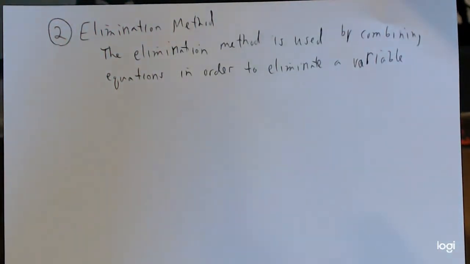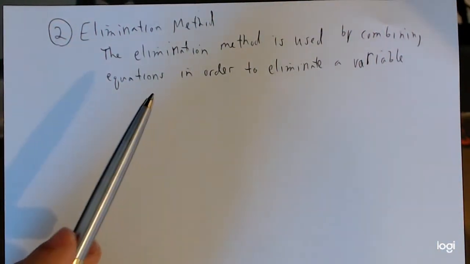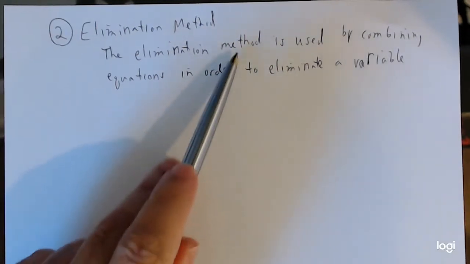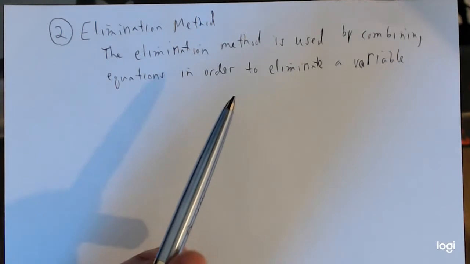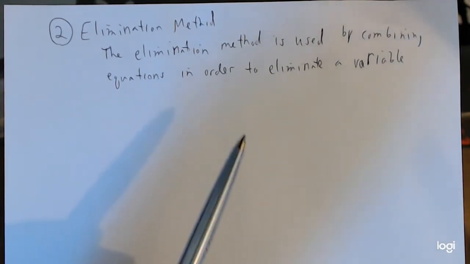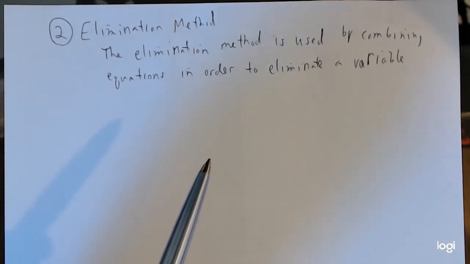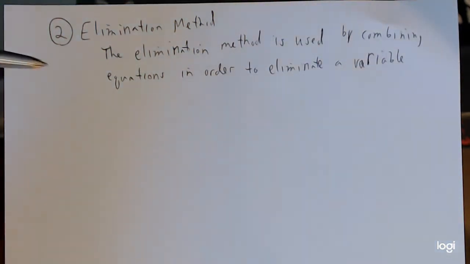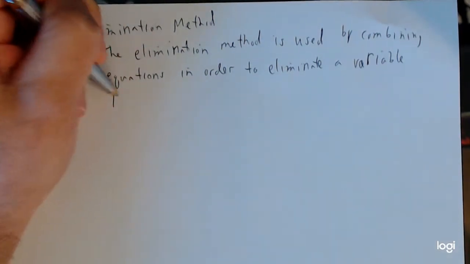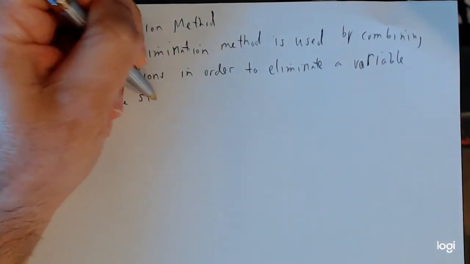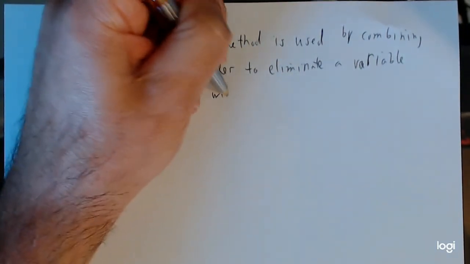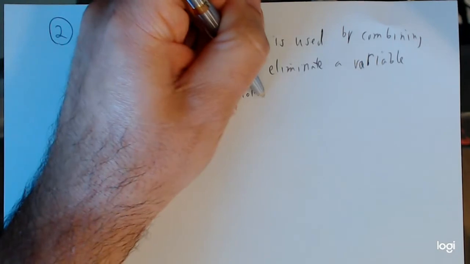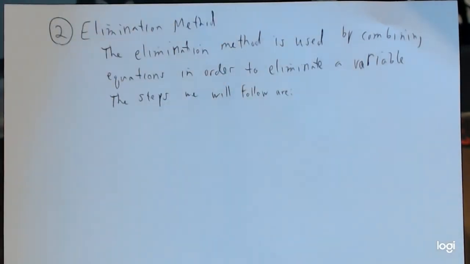So as mentioned, that's exactly what we're doing. Our goal is to come up with a way where we can combine the equations to get rid of one of the variables. Because if I could get rid of one of the variables, then I'll be able to solve for the remaining variable, and then that would get me the other. Then I would be able to solve for both the x's and the y's, or whatever my two variables are. So here are the steps that we're going to follow.